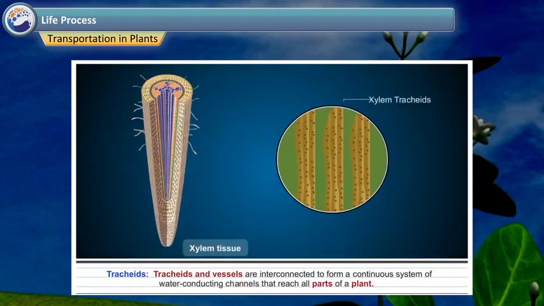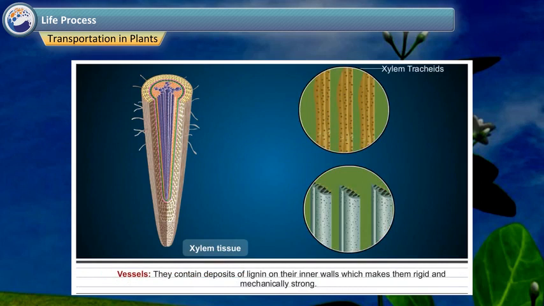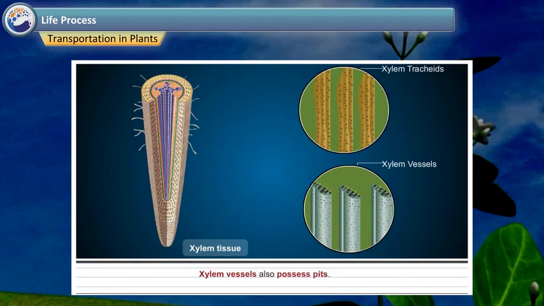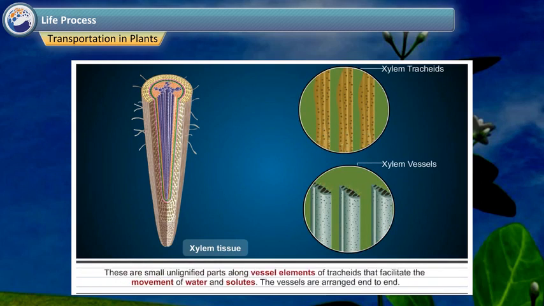The xylem transports water and dissolved minerals from the roots to the leaves. Tracheids. Tracheids and vessels are interconnected to form a continuous system of water-conducting channels that reach all parts of a plant. Vessels. They contain deposits of lignin on their inner walls, which makes them rigid and mechanically strong. Xylem vessels also possess pits. These are small unlignified parts, along with vessels, elements of tracheids that facilitate the movement of water and solutes.